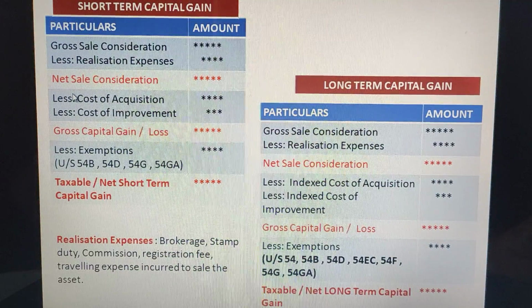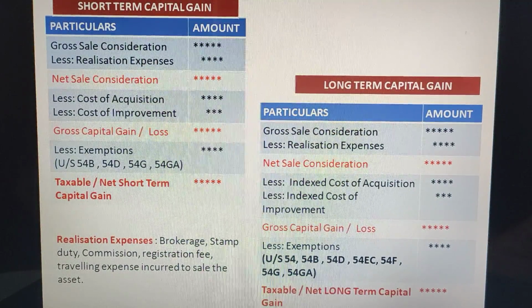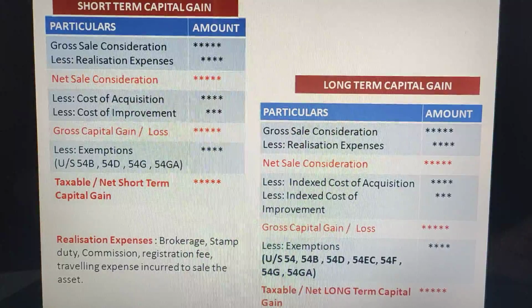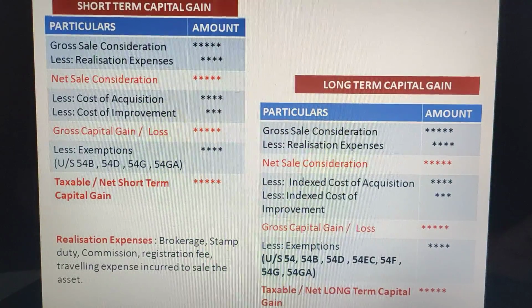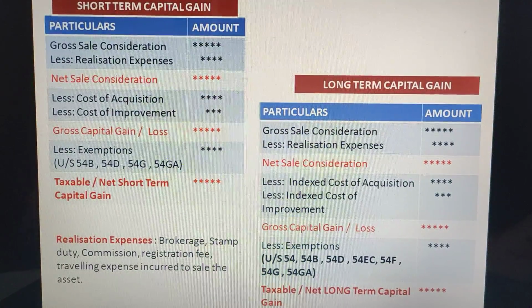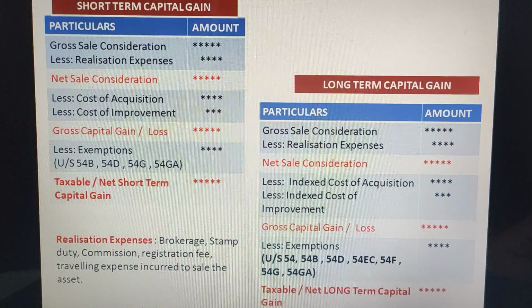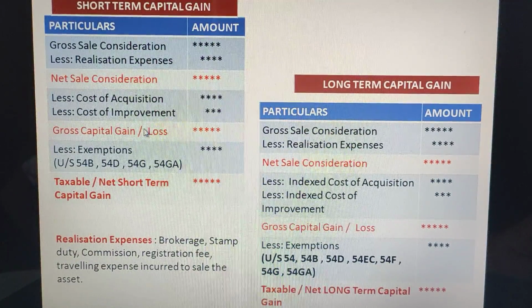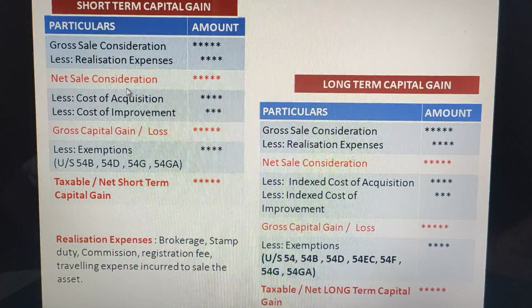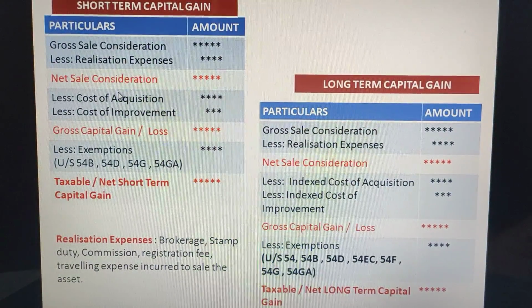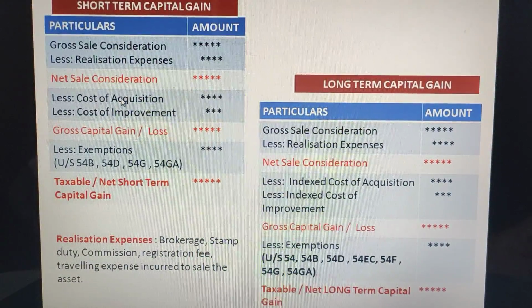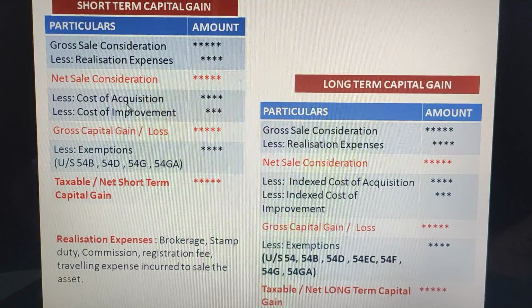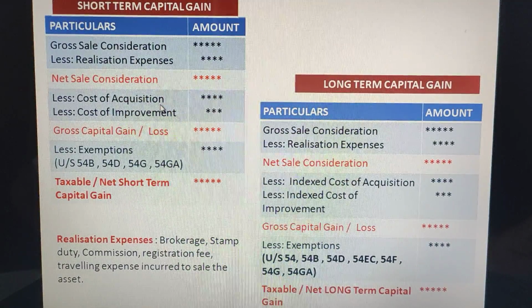Cost of acquisition is the amount for which you had purchased the asset. For example, a building you purchased for 30 lakhs, you have sold for 50 lakhs. 50 lakhs is your sale consideration and 30 lakhs is your acquisition cost. Acquisition is nothing but purchase cost. Whatever the cost incurred for you to purchase the asset, that is considered as cost of acquisition.